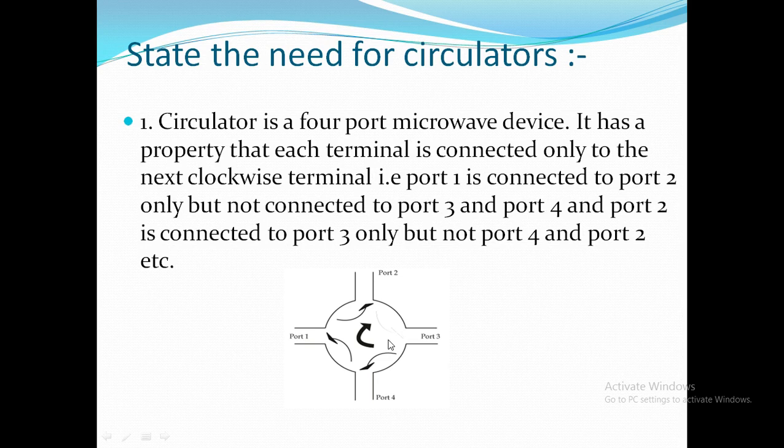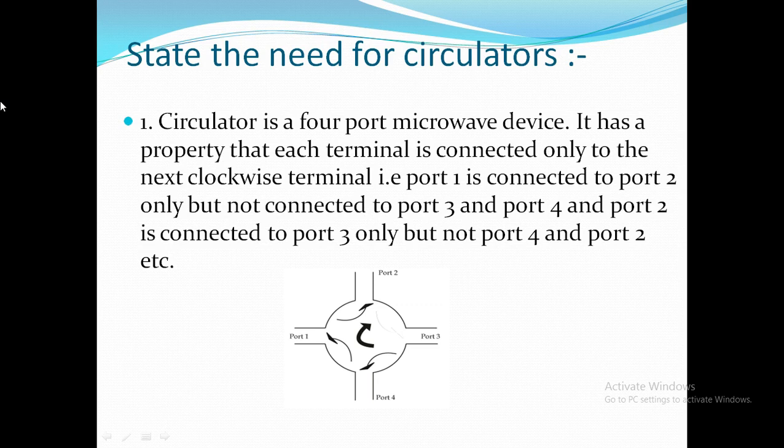So the wave only travels in one direction, and in the opposite direction there is no propagation. The wave travels from the nth port to the (n+1)th port and not in the opposite direction. That means the signal will travel from port 1 to port 2 but not from port 2 to port 1, not in the reverse direction.